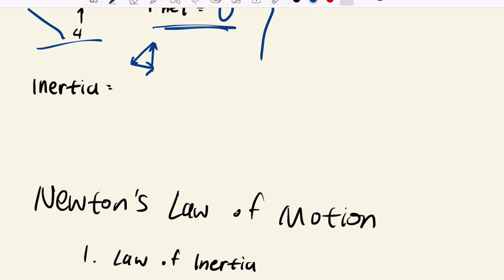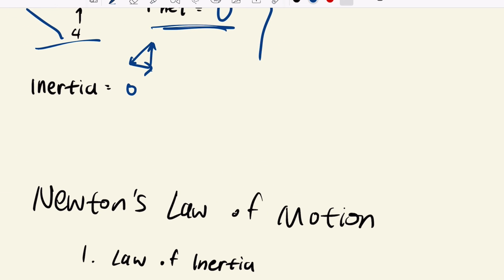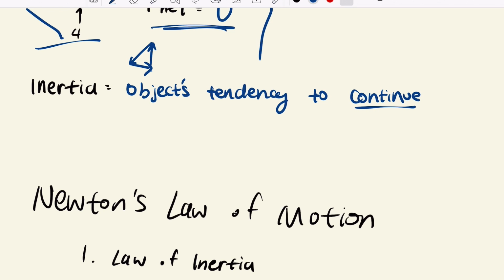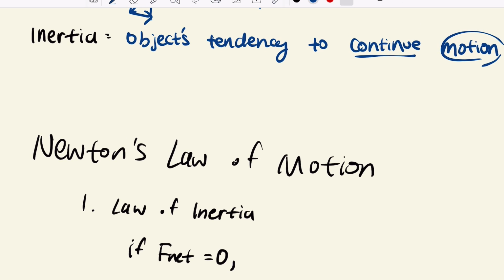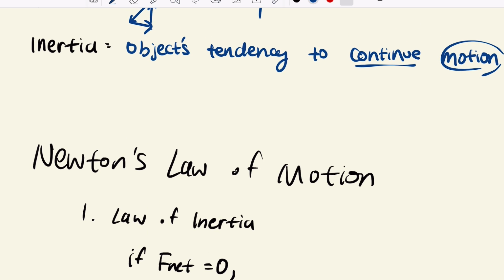So moving on, the definition of inertia is an object's tendency to continue motion. So motion is going to be a big concept that we're going to be talking about today, because it connects to Newton's laws of motion.